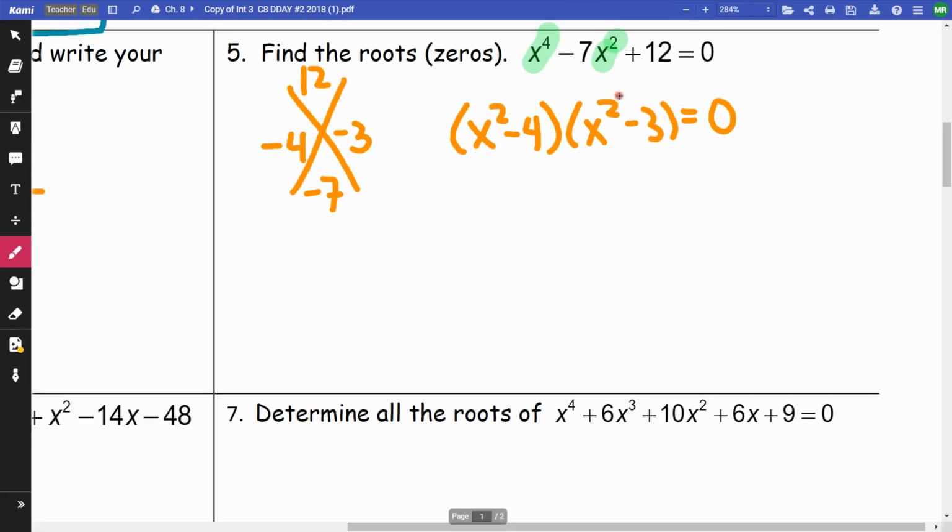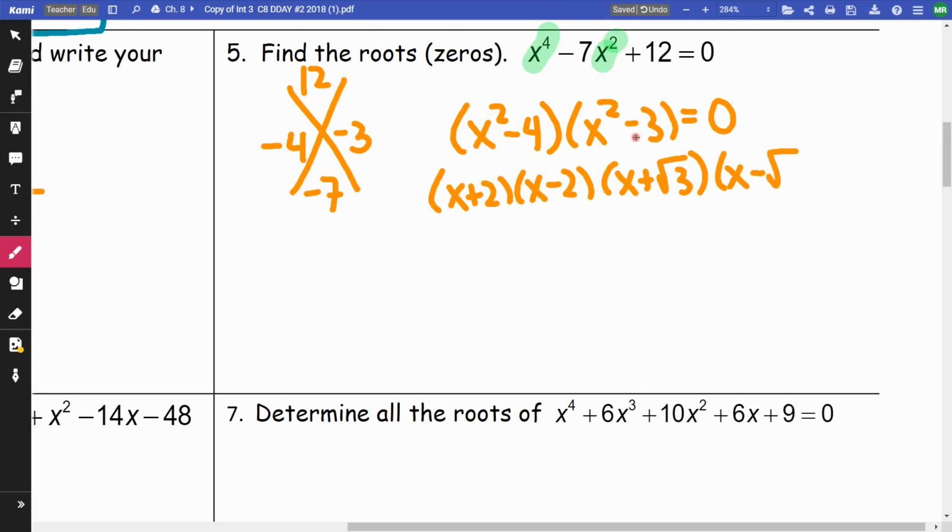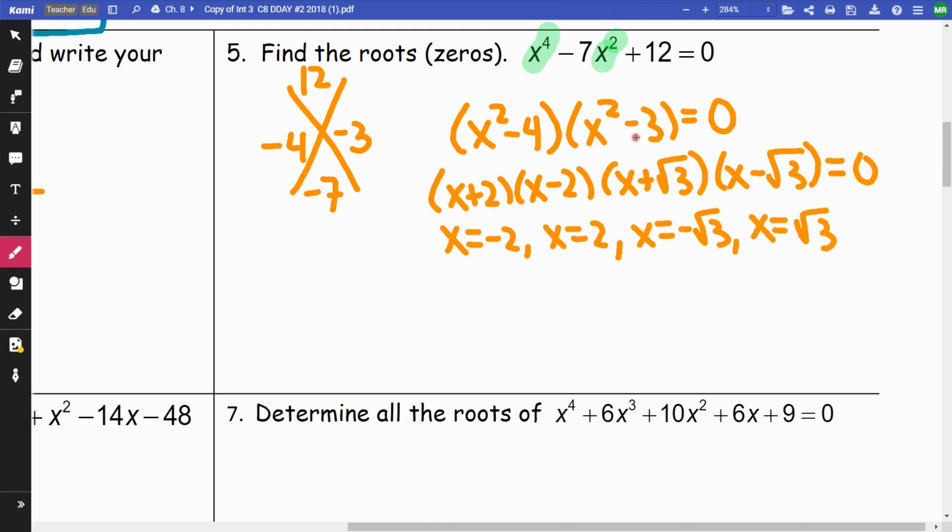Now, again, I can think of this two ways. I can factor this, which is a difference of two squares, and get an x plus 2, x minus 2. And I can factor this, which is going to be a difference of two squares, but I'm going to get a square root. So that would be an x plus root 3 and an x minus root 3 equals 0. So you see my answers, I'm going to have a negative 2, positive 2, negative root 3, positive root 3. Those are my 4 answers for my degree 4 polynomial.